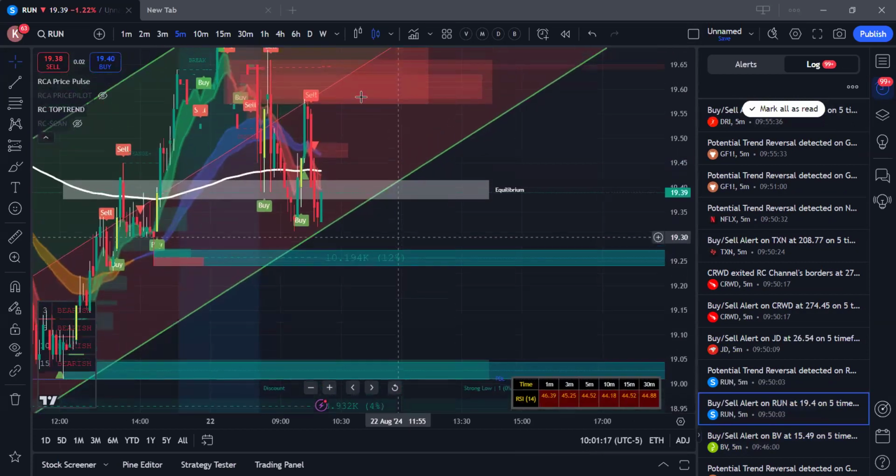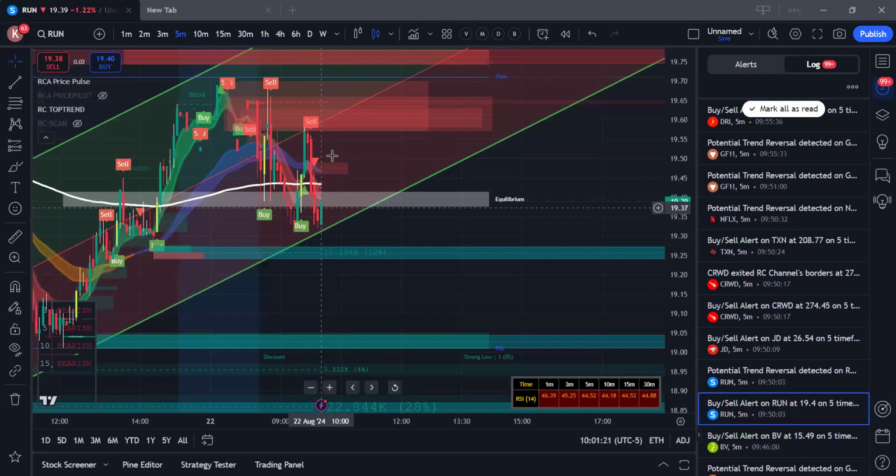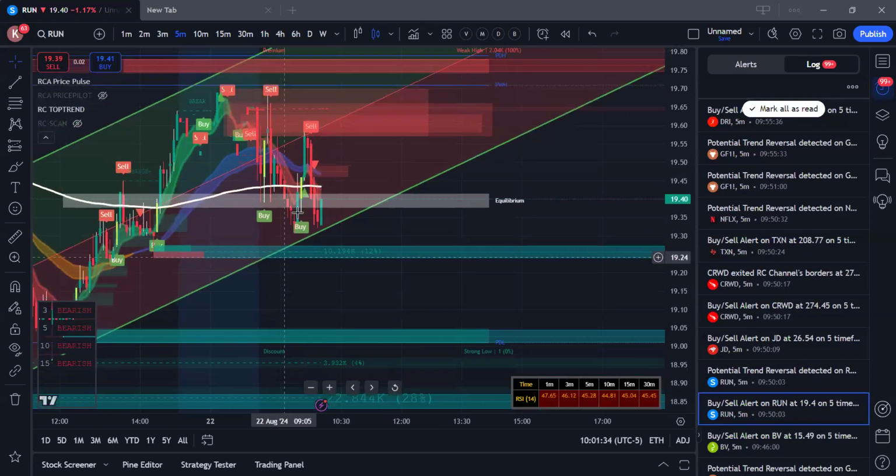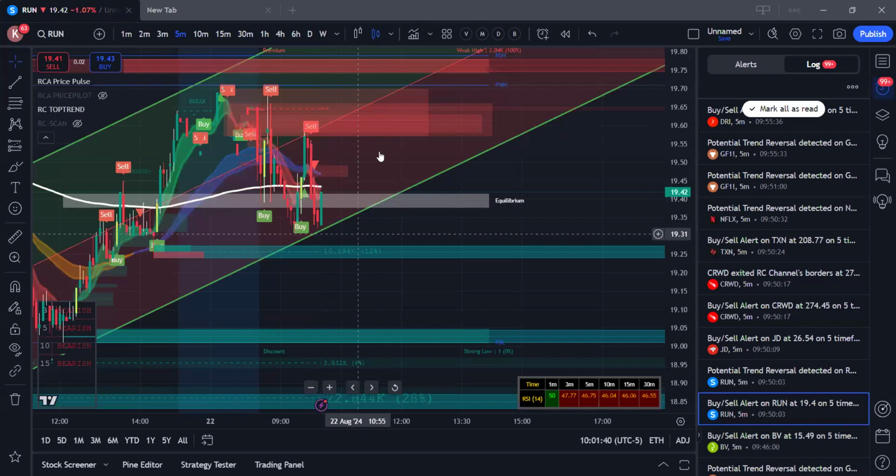We already sold the 20 put and collected premiums. If RUN goes above 20 by tomorrow, or even if it goes to 19.5, 19.6, we'll make profits. If RUN touches this, then again it will start moving up. We can add a few more contracts. If it comes and touches this one, we can buy the calls or sell the puts.